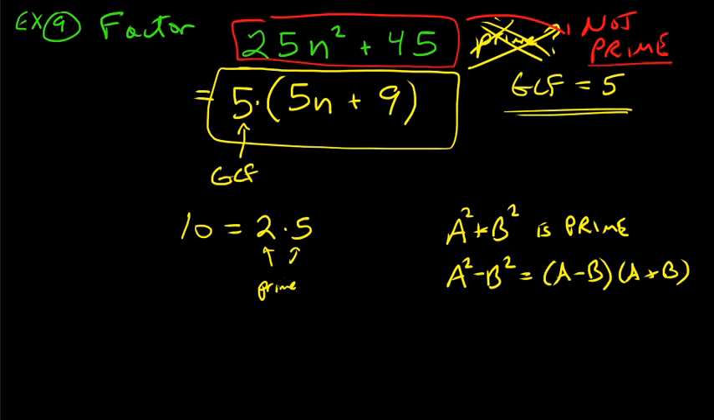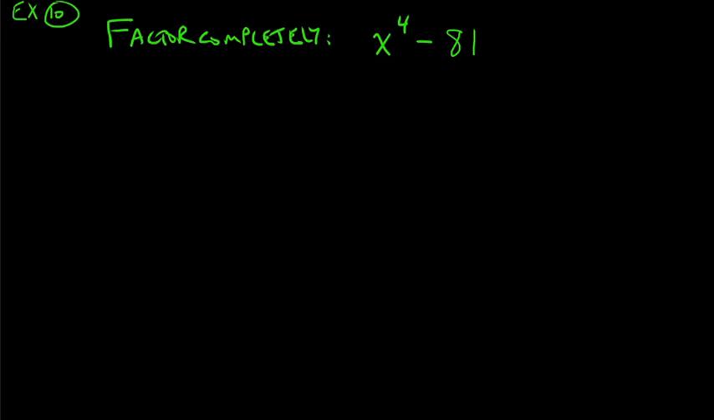Okay, I hope that helps. Let's try another one. Okay, so factor completely x to the 4th minus 81.